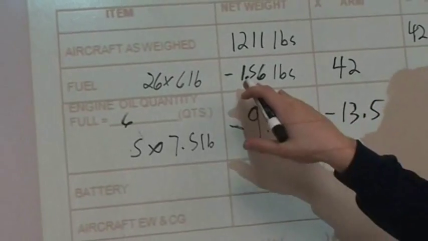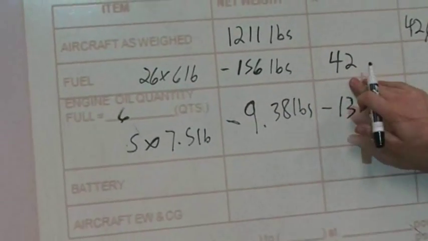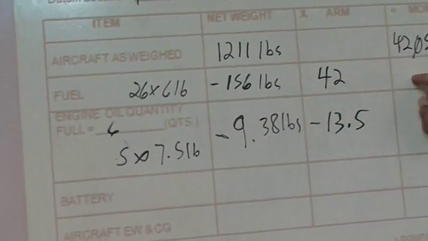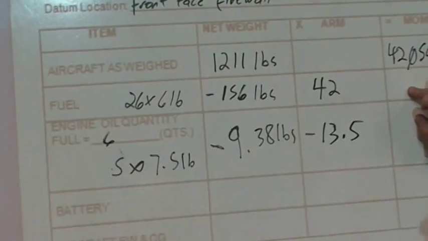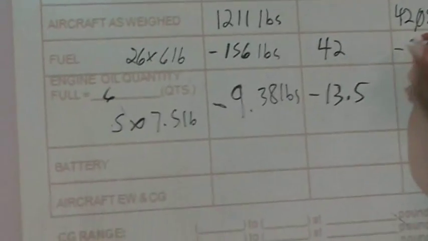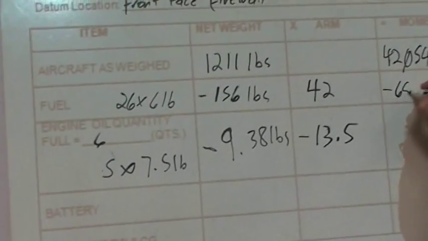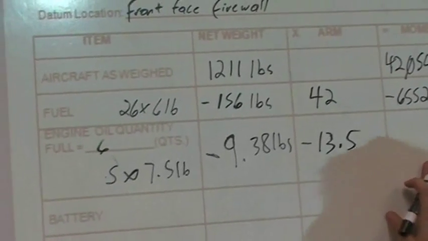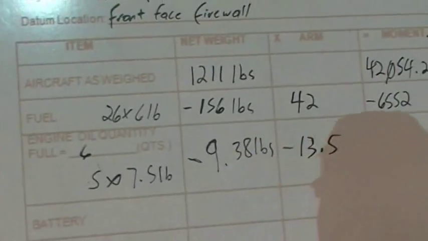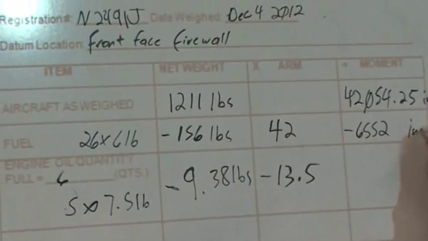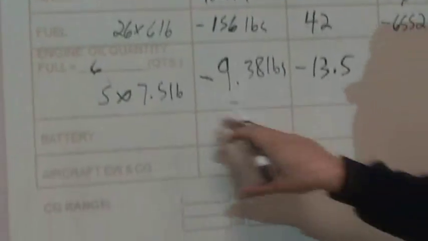Alright, and now we're going to take negative 156 times our arm of 42 to get our moment for the fuel, and that is minus 6552, and once again it's in inch pounds. Yes, that is correct. Sorry, I normally do that at the end.